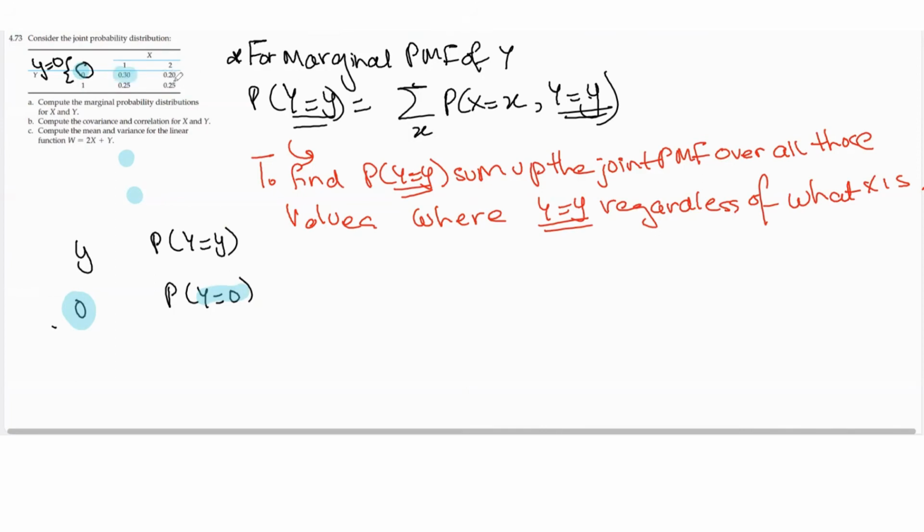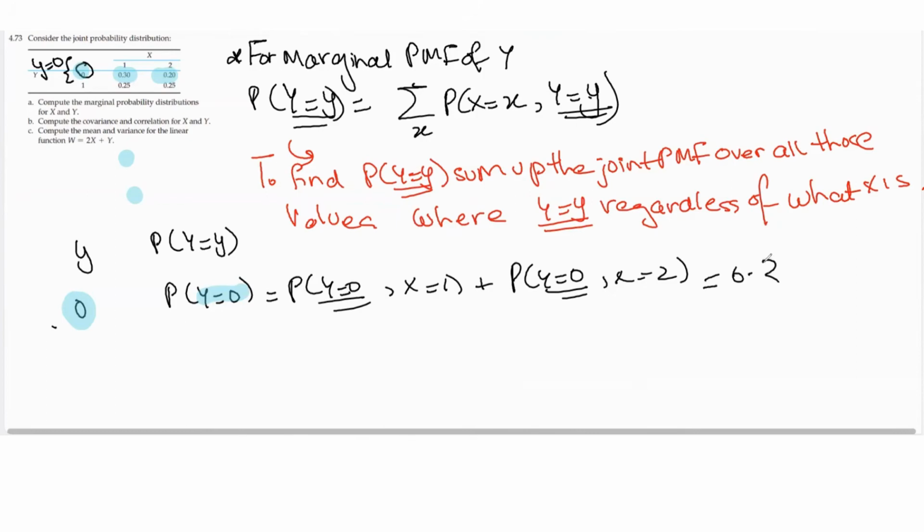So it's this value and it's this value, because over here we have Y is 0 regardless of whatever x is. We're just summing up the row corresponding to Y equal to 0. So the probability Y is equal to 0 is essentially the probability Y is 0 and X is 1, plus the probability Y is 0 and X is 2. So we're summing up the joint PMF for all those values where Y is 0 regardless of what x is. X could be 1 or X could be 2. So this is just 0.3 plus 0.2, which is 0.5.